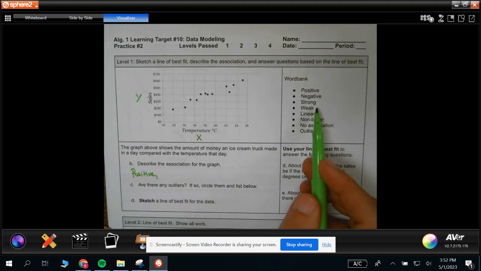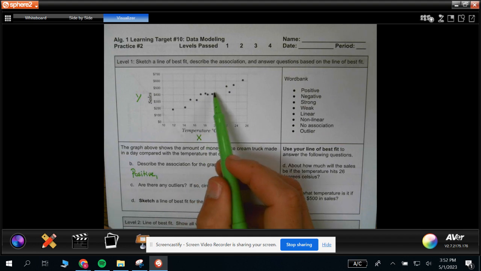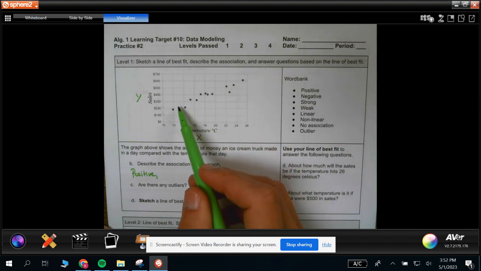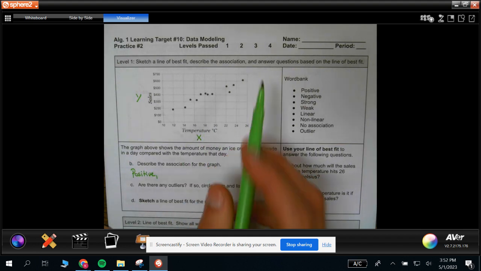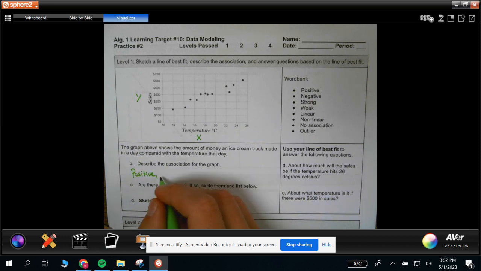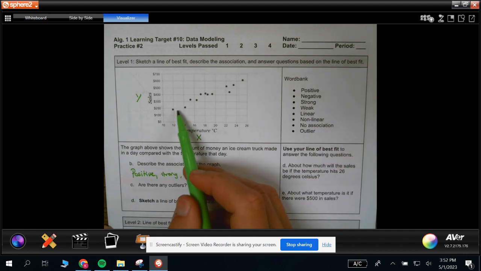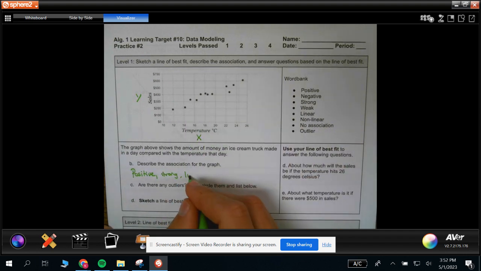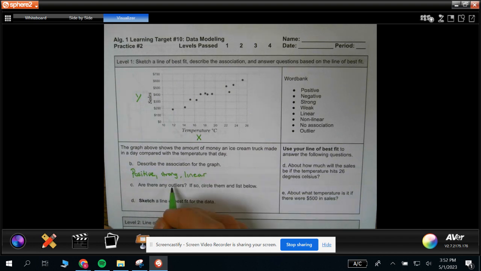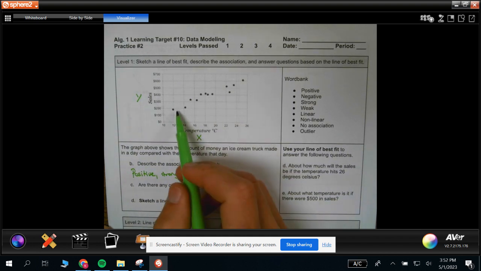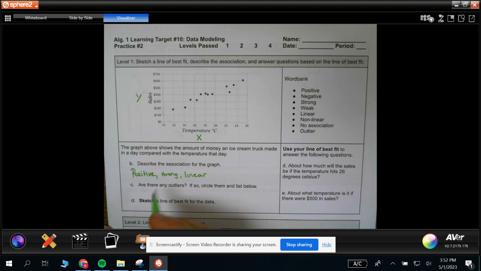Strong or weak? Well, the dots are pretty closely together, the data set's pretty closely gathered together. If we were to draw that line of best fit, they would be pretty clumped together. So I'm going to say strong. Is it linear or nonlinear? Generally, the data points form a line, so I'm going to say it is linear. Are there any outliers? No, I don't see any points that lie outside the general range of the data. Nothing strikes me as a point that's way outside.